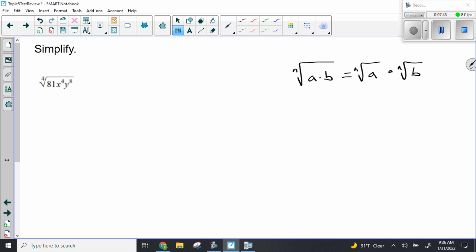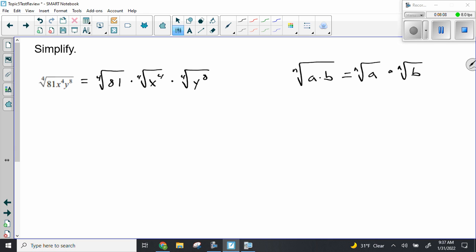We're going to break this thing up like Kim and Kanye. There we go. The 4th root of 81 times the 4th root of x to the 4th times the 4th root of y to the 8th power.